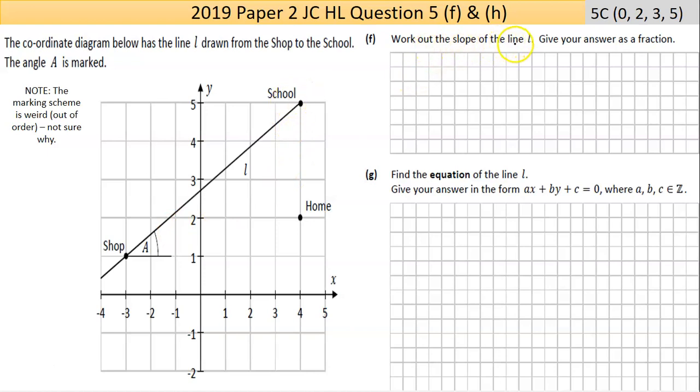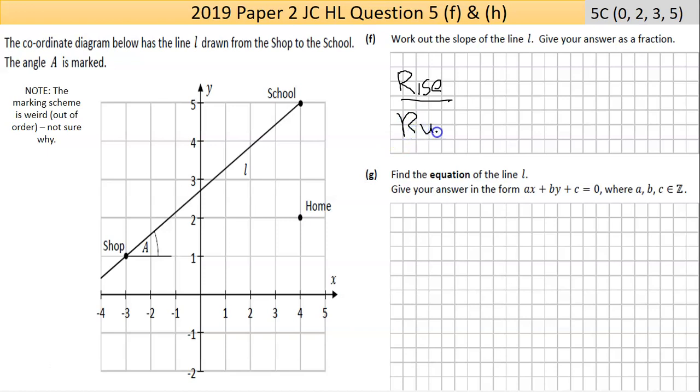So work out the slope of the line L. Now, that's the line L there. Okay. So the slope of something is the same thing as rise over run. You could use the slope formula. Totally legitimately do that. Or I could use the rise over run, which is what the slope formula comes from. So rise over run.